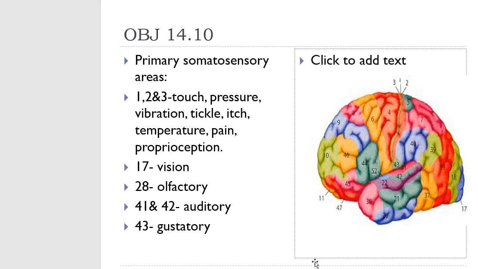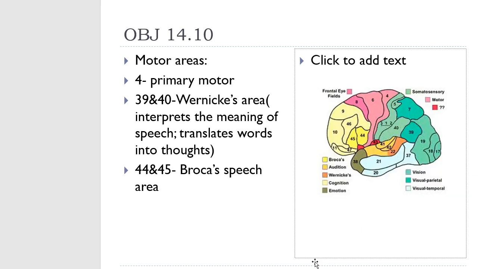Number 17 is known for vision. 28, olfactory, which is smell. So these are some of the special senses that we'll talk about in the next couple chapters. 41 and 42 are for auditory, and 43 are gustatory, which is our taste. For motor areas, we have 4 primary. So 39 and 40 are Wernicke's area, which interprets the meaning of speech. So the words are translated into thoughts. Whereas 44 and 45 deal with speech areas. So sometimes you hear people talk about speech therapy and they'll say something about Broca or something about Wernicke. These are the areas that they're talking about.